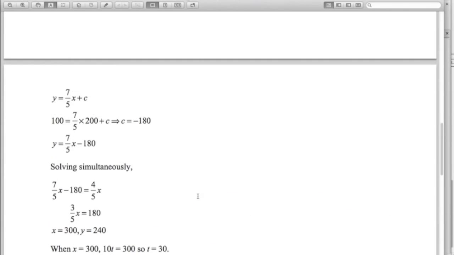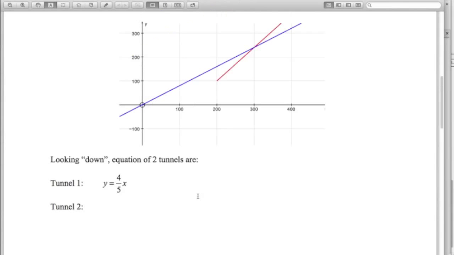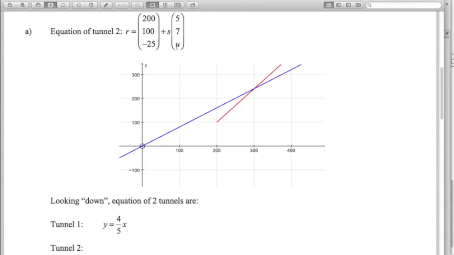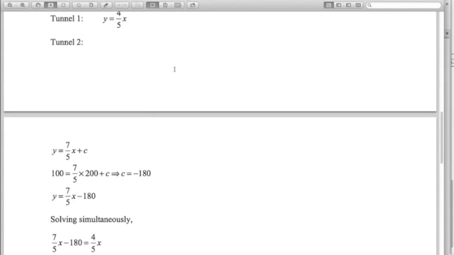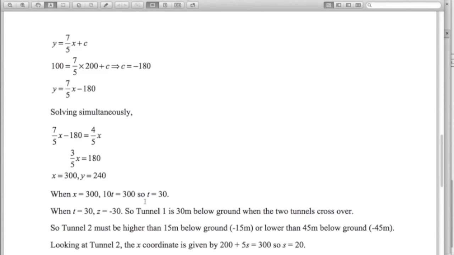If we look at the equation of tunnel 2, which is given by this vector equation here, you know it goes through this point and it's going on at this vector, we can say, well, what's the value of s in this equation where the x coordinate is 300? So 200 plus 5s is equal to 300. Solving that equation gives me the value of s that I need. So if we do that down here, the value of s is 20.